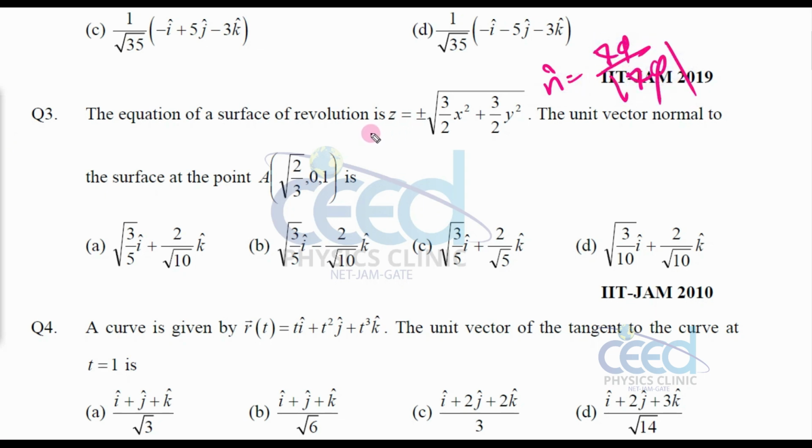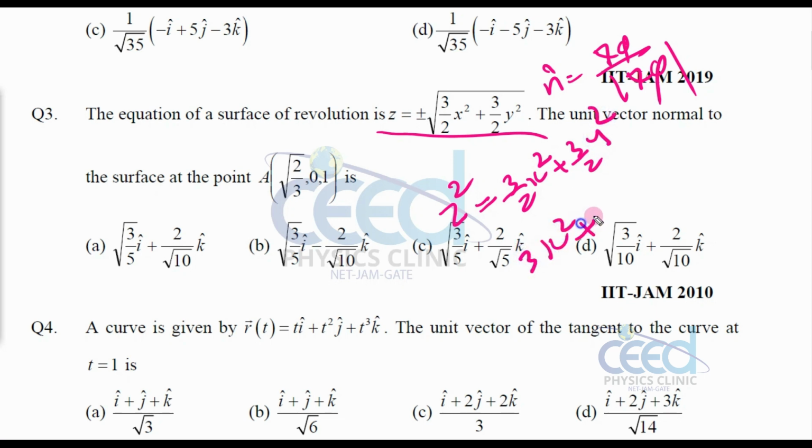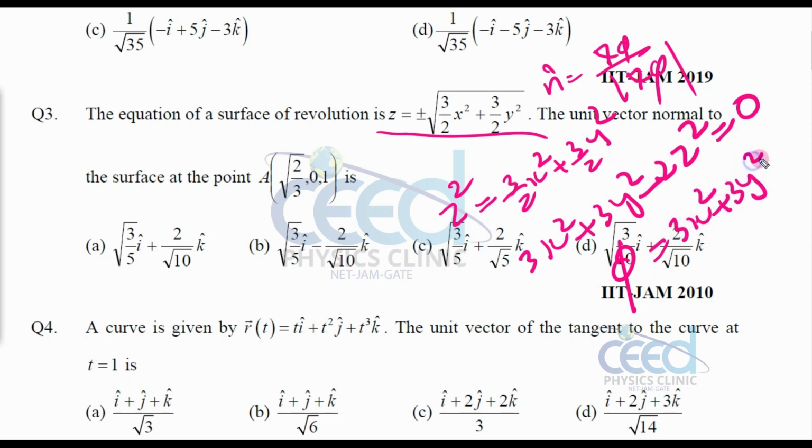But this is the surface equation. So I can square this in order to remove the square root. That is z square is equal to 3 by 2 x square plus 3 by 2 y square. That means 3x square plus 3y square minus 2z square is equal to 0. So this is our phi. Phi is equal to 3x square plus 3y square minus 2z square, right?